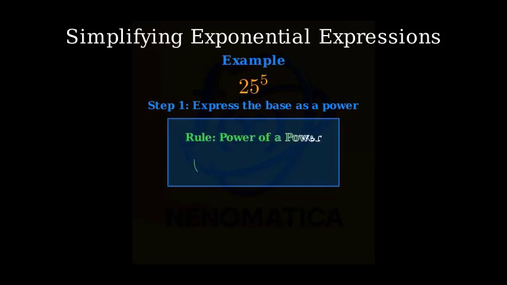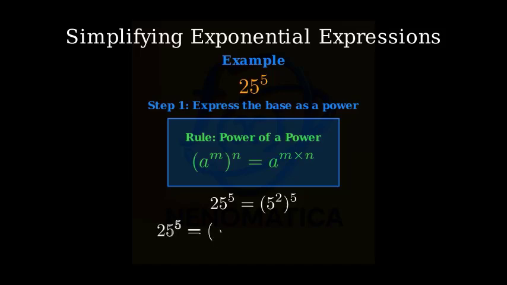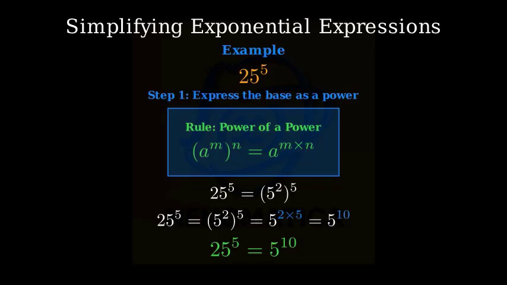We now have 5 squared, raised to the power of 5. Using the power of a power rule, we multiply the exponents. 2 times 5 equals 10. Therefore, 25 to the power of 5 equals 5 to the power of 10. Let's move on to our second example.